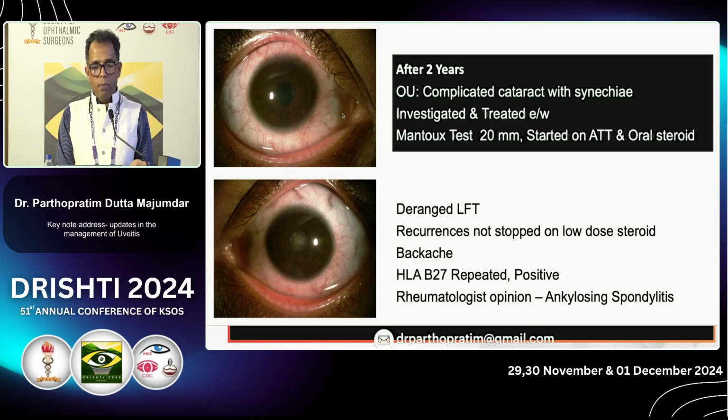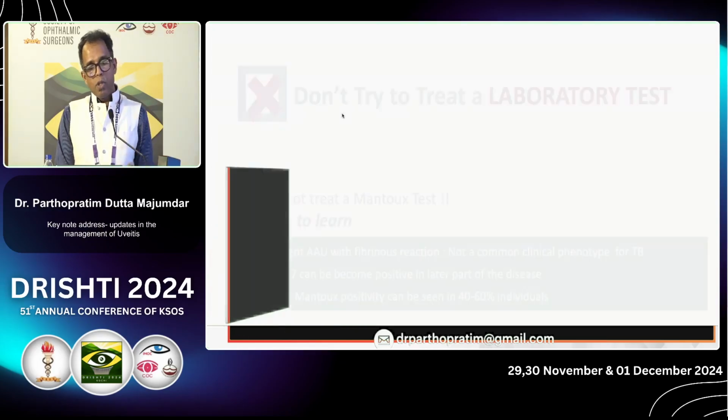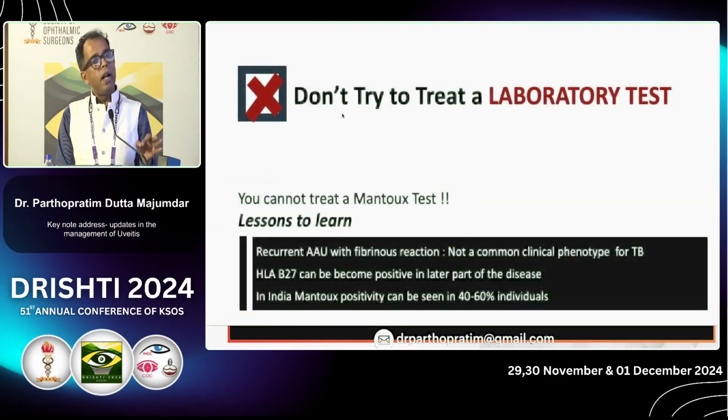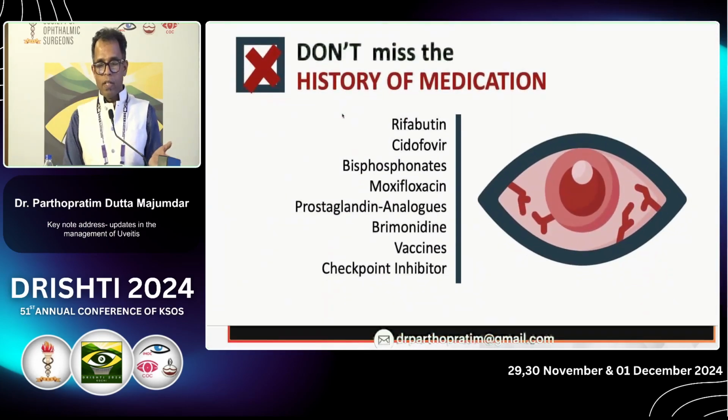So treated for TB, the patient developed deranged LFT, recurrence did not stop, kept on getting recurrences. The patient also developed backache by that time, and when he came back, we again repeated the HLA-B27. This time it was positive. So the rheumatologist diagnosed it as ankylosing spondylitis. So sometimes you have to understand that we cannot treat the laboratory investigation, and sometimes HLA-B27 can become positive at a later part of the disease also.